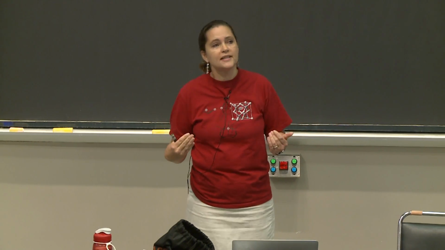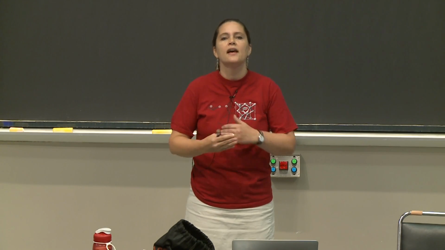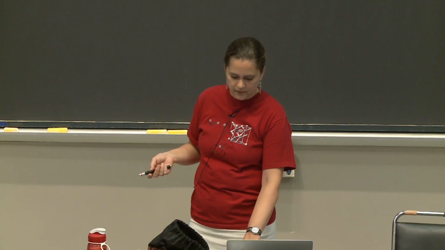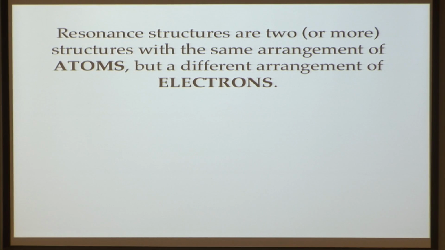And you can have 2 resonance structures. You can have 3. You can have 4. It depends on the molecule in question. And in all those cases, those electrons would be delocalized. So just to sum that up, resonance structures are 2 or more structures with the same arrangement of atoms, and that's important. It's the electrons that are different.